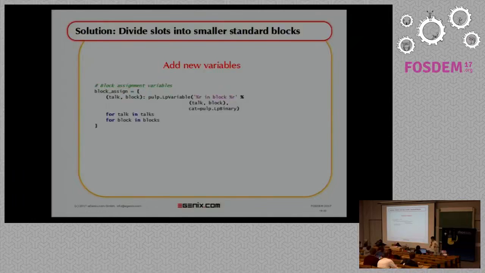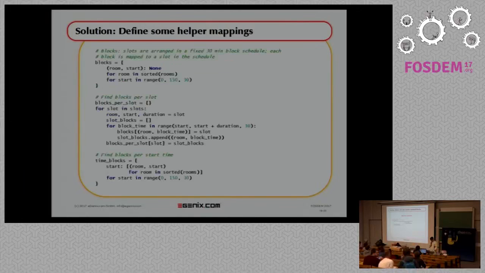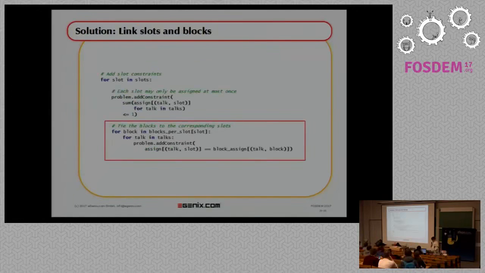So what you do is, because you have various durations of the slots, you subdivide them into smaller blocks. And this is what you do here. You define additional block assignment variables. The smallest block is 30 minutes, and then the slots can have 30 minutes, 60 minutes, or 90 minutes in this example. Then you define some helper mappings. I'm not going to go into detail here. Basically you try just to figure out how many blocks you have per slot.